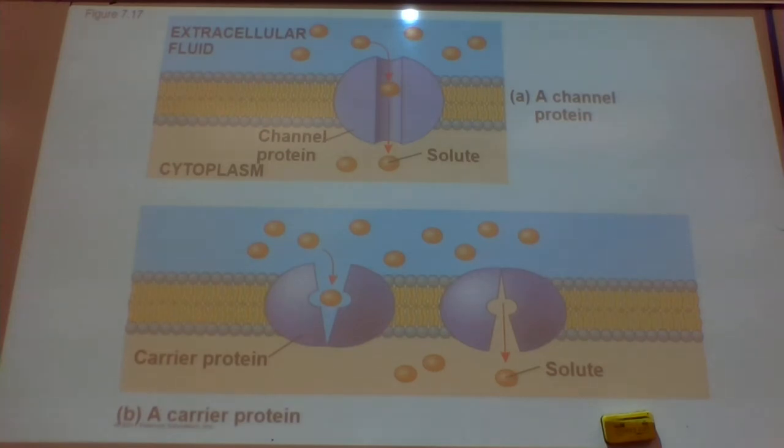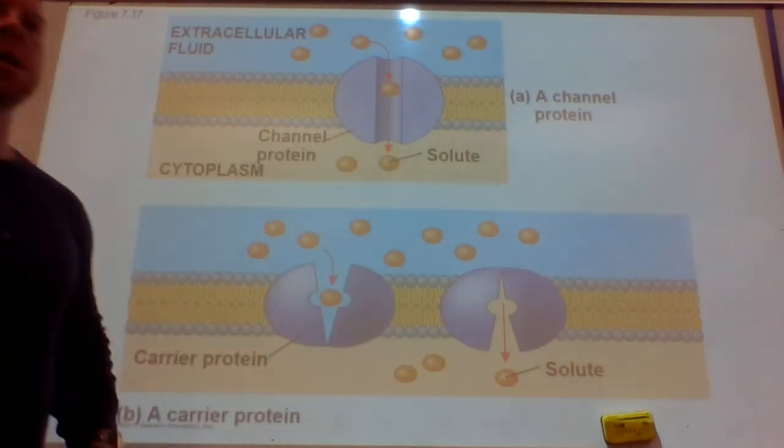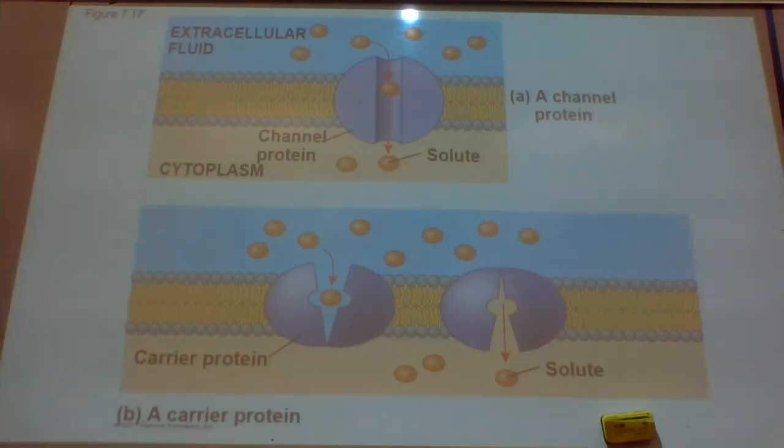any energy. It's still moving high to low, but now you have large polar things that are diffusing into or out of the cell through some type of transport protein, either a protein channel or a carrier protein. Things that are going to move in through facilitated diffusion are large polar things like sugar, like amino acids, right? These things enter the cell through facilitated diffusion, right, with the aid of a protein channel.